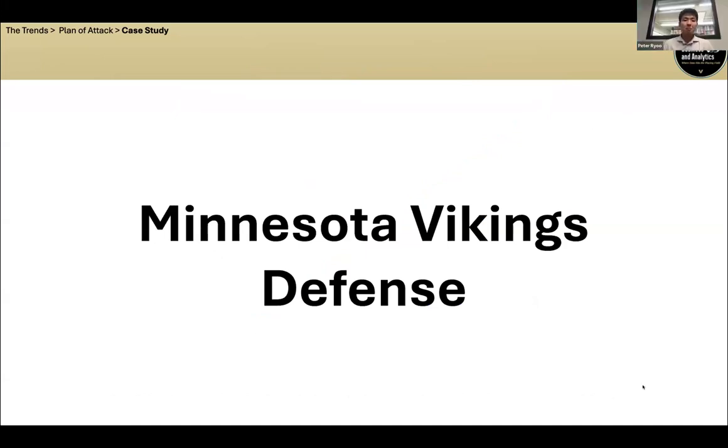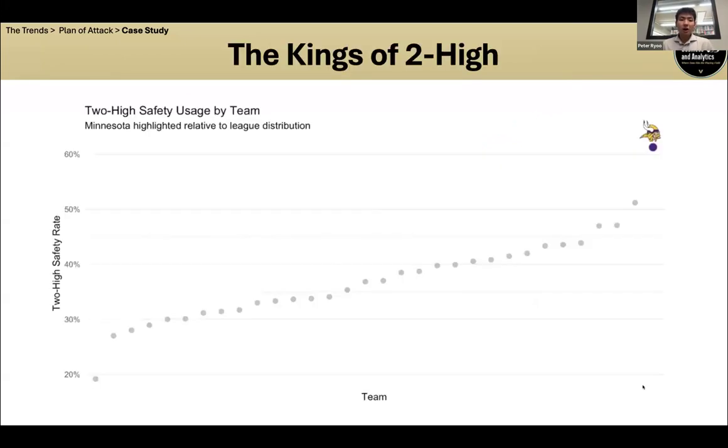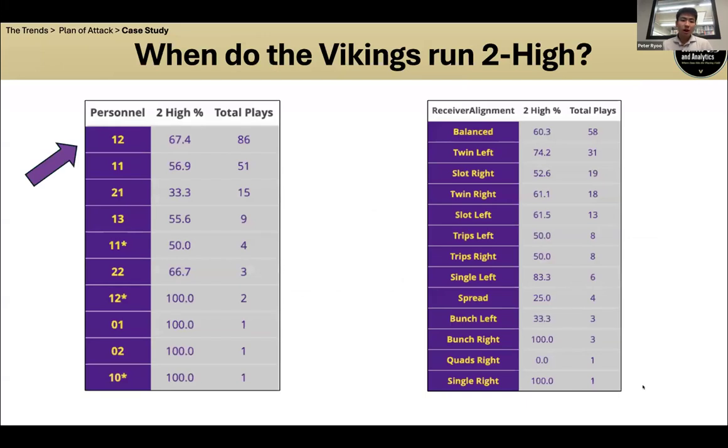Thanks, Riley. Like we said earlier, the Vikings have the highest 2i usage of any team. So we're now going to discuss what makes the Vikings have the highest 2i usage and how they like to run it. It is important to know what looks on offense will be most frequently met with 2i coverage by the Vikings defense. The table on the left shows the Vikings' 2i usage by offensive personnel, and the right shows it by the receiver alignment.